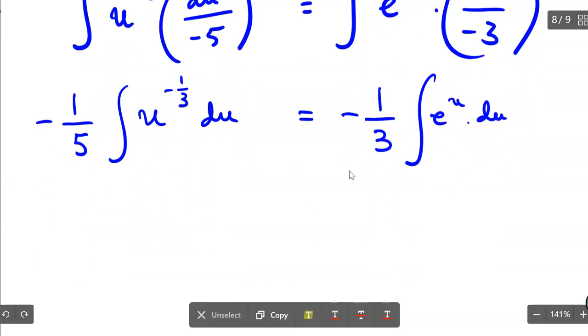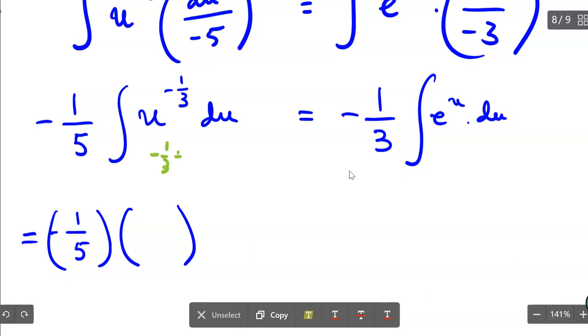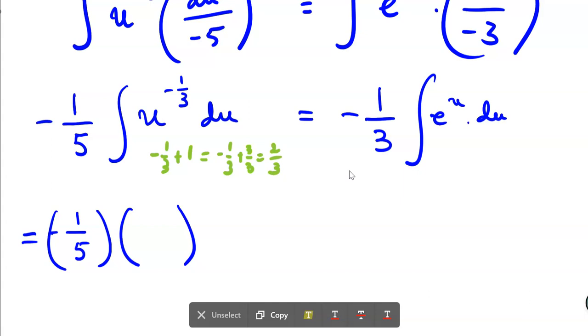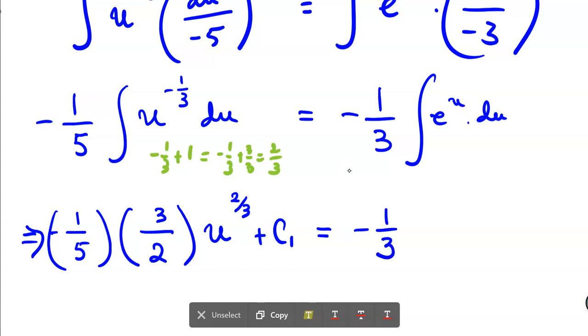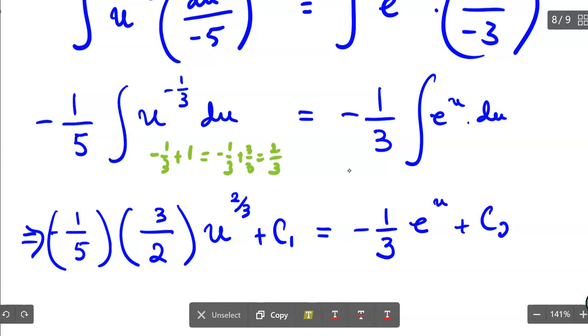Alright, so now negative 1/5 and negative 1/3 plus 1. So negative 1/3 plus 1, what do we get? We should have negative 1/3 plus 3 over 3, so it should be 2 over 3. I'm going to write u to the exponent 2 over 3, and here I multiply by 3 over 2. This should be plus C1. This is equal to negative 1/3 of e to the exponent u, which is the exact e to the exponent u again, plus C2.